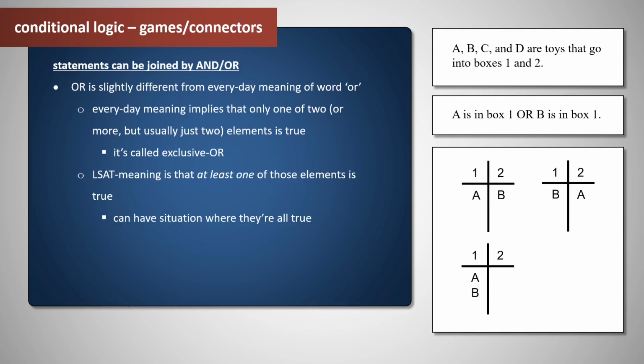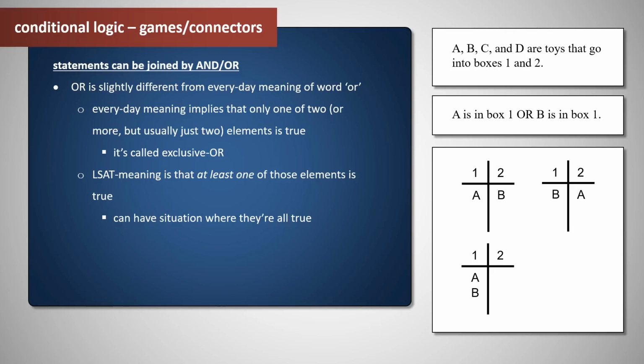Now, this is initially strange for a lot of students because it's counterintuitive for how we use or. For us, or implies you can't have both. What you have to remember is that on the LSAT, the or does not imply that. The or implies and maybe both. So A is in box 1 or B is in box 1, and maybe they both are.